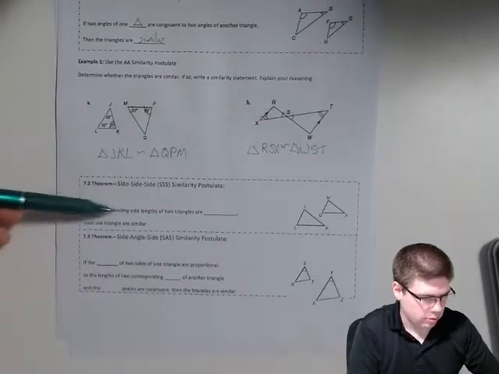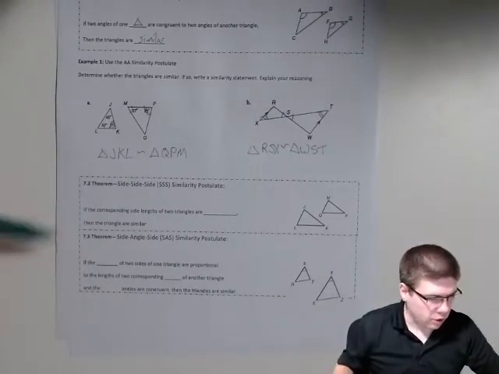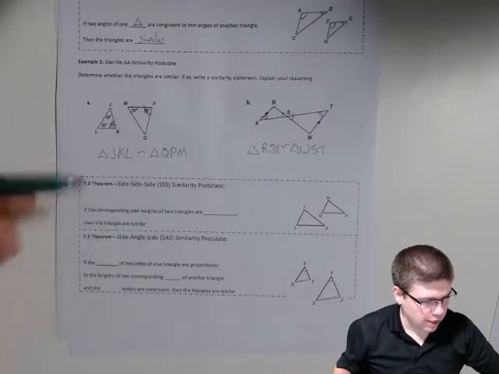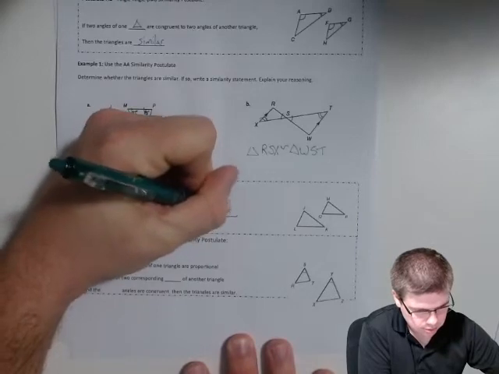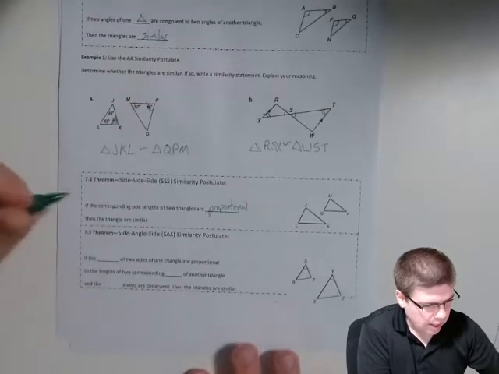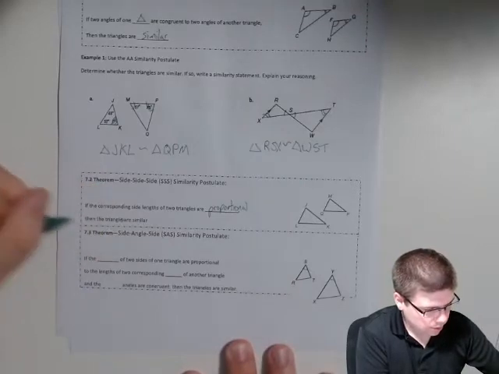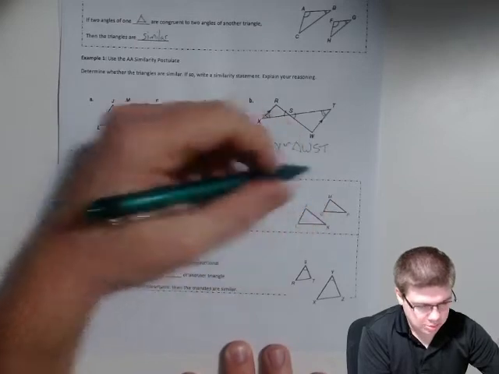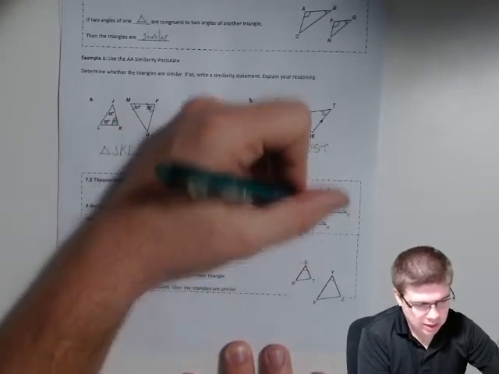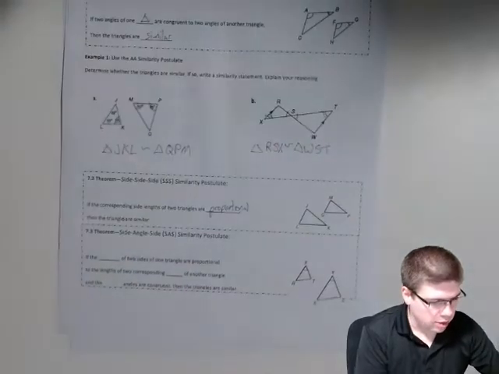The other ways, we could use sides. So we actually have to show that sides are proportional. So if the corresponding side lengths of two triangles are proportional, then the triangles are similar. So for instance, in this case, if these sides are proportional, we could say triangle JLK is similar to triangle MQP.